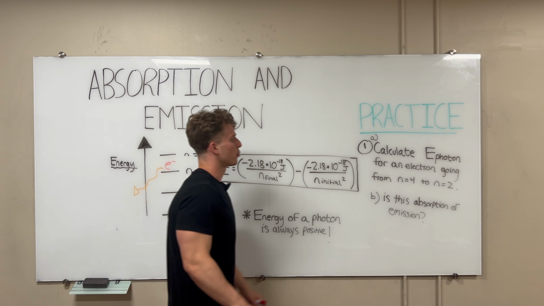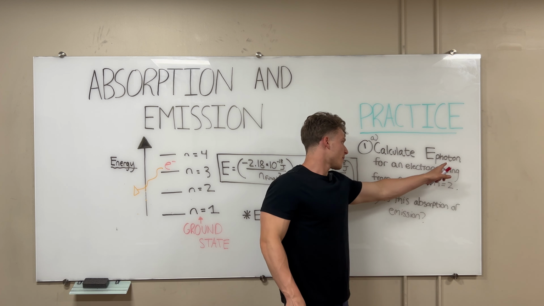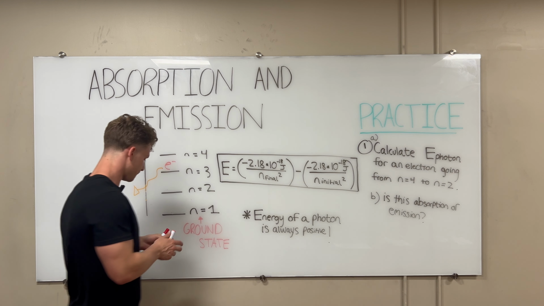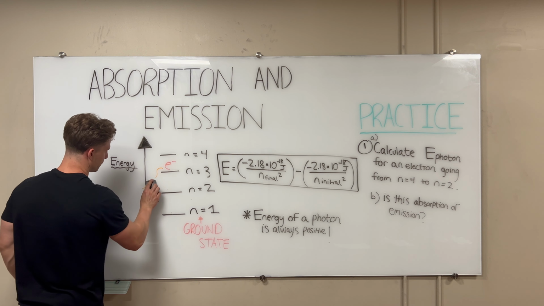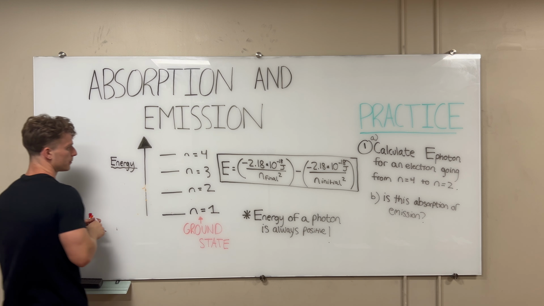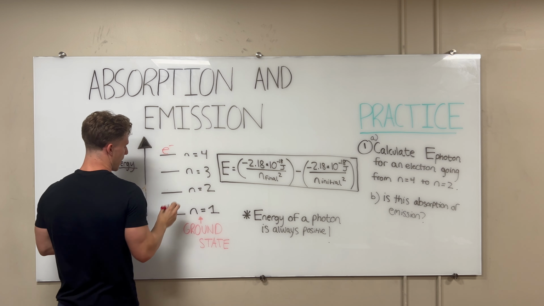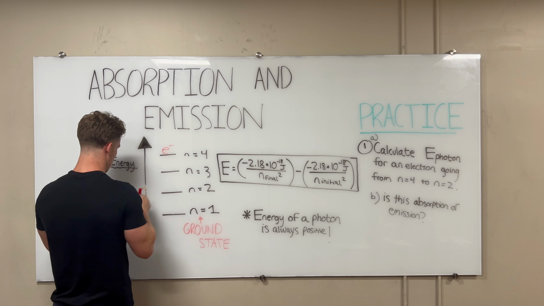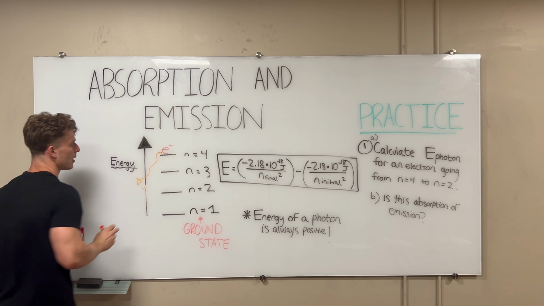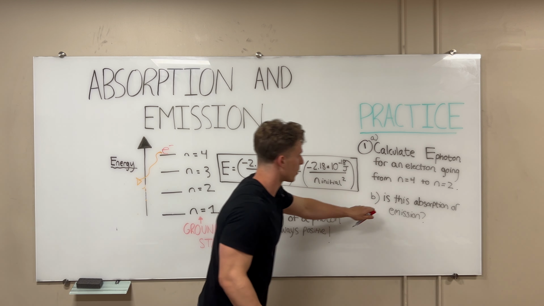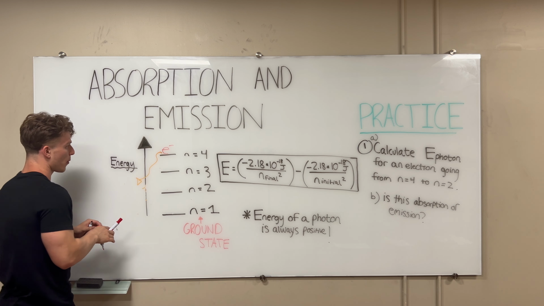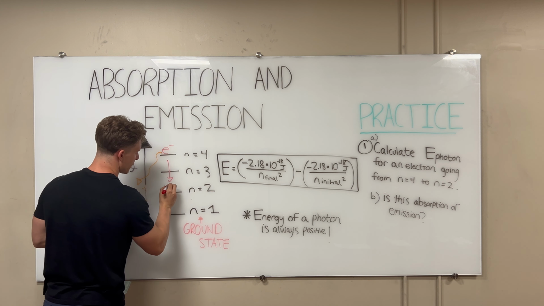So let's try out a practice problem. It says calculate the energy of a photon for an electron going from the n equals 4 to the n equals 2. So let's do it, right? We have an electron at n equals 4, and we're trying to go to n equals 2. So what we're going to have to do is emit a photon, right? We can actually look ahead to part B. Is this absorption or emission? This is emission, right? We're going from a higher state and we're trying to get to this lower state.